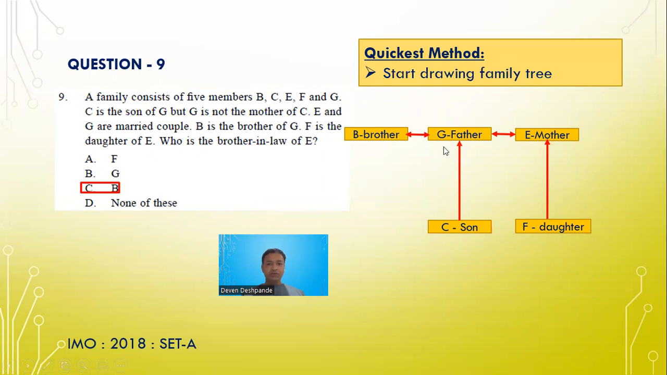B is the brother of G, isn't it? F is the daughter of E. So father, mother, son, and daughter. This is the whole family. And B is the brother of G. Who is the brother-in-law of E? Brother-in-law of E is B, isn't it? It is B. It is an easy one, but you'll understand only when you start drawing.